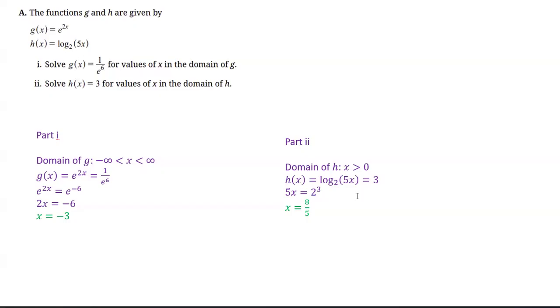log base 2 of 5x is equal to 3. What do? We can exponentiate both sides by 2, or you could rewrite from log to exponent form. That's what they teach nowadays, but I don't like it like that. You could just exponentiate both sides by 2. So 5x is 2 cubed. 2 cubed is 8, so x is 8 over 5. Satisfies the criteria for the domain.